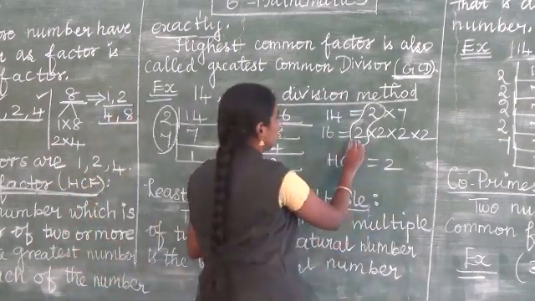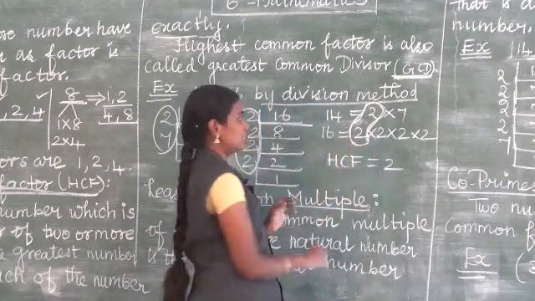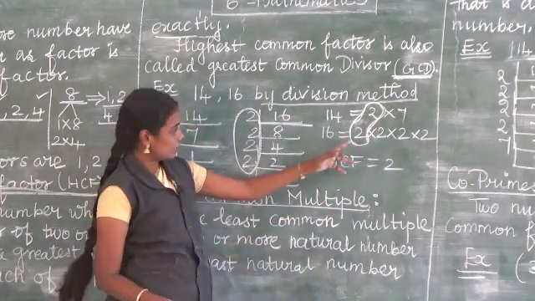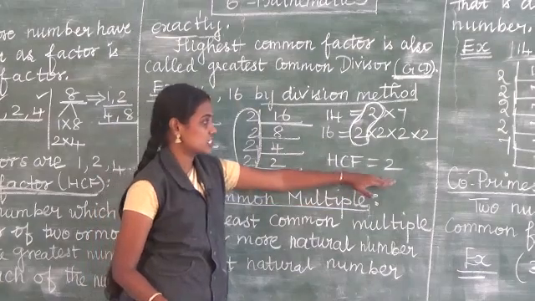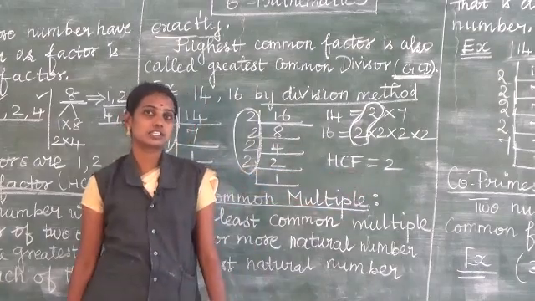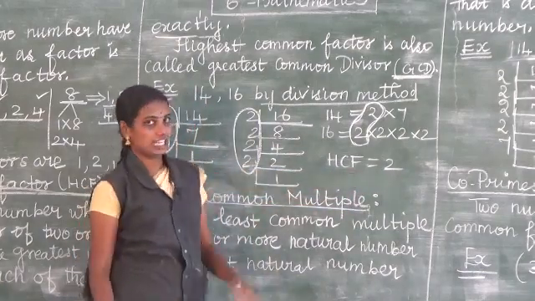Now the highest common factor. Find the common factor. We have only one common factor, that is the highest one. So HCF is 2. This is the way to find the HCF.